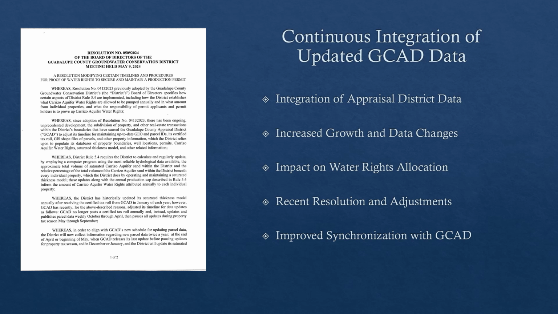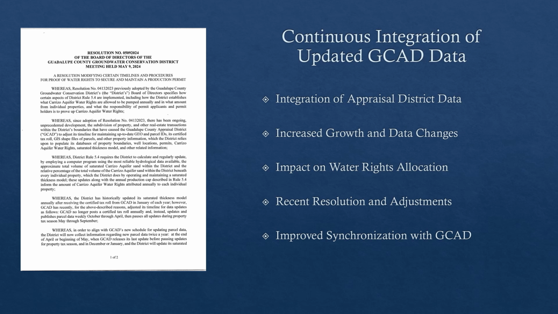In response to these challenges, the board took action to address the issue. As of May 2024, the board passed a resolution to align with GCAD's new schedule for updating parcel data. The district will now collect information regarding new parcel data twice a year at the end of April or beginning of May when GCAD releases its last update before pausing for property tax season, and the district will update the parcel data annually again in December or January, but only if major developmental changes have been made over the Carrizo Aquifer that would warrant an update to the model.